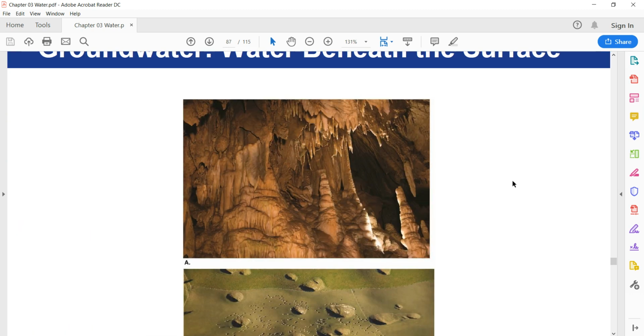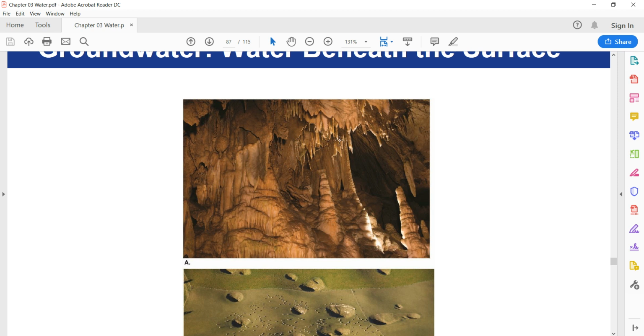Here are a couple of pictures. This is from Mammoth Cave in Kentucky. You can see these are some of the dissolution features inside the cave. So this is something we are looking at below the ground. This is not on the surface of the ground. Somebody had to go into the cave and take these pictures, right?